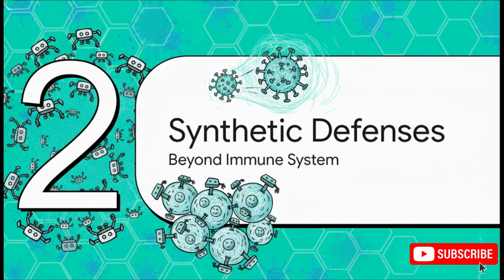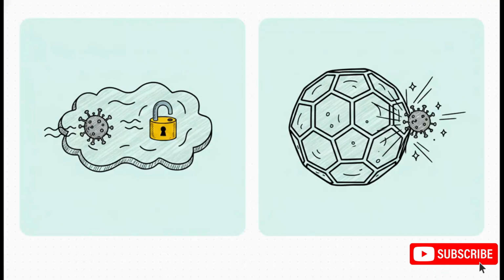Which brings us to Section 2, Engineering Synthetic Defenses, Beyond the Immune System. Let's pivot from the biological problem to the synthetic solution. Pathogens have spent eons evolving to exploit our soft cellular targets. But what if we just upgrade our cellular armor using human-engineered nanotechnology? The contrast here is actually staggering. On one hand, you have the natural biological lock, like the ACE2 receptor. It's a soft target with a huge biochemical vulnerability to viral spike binding.